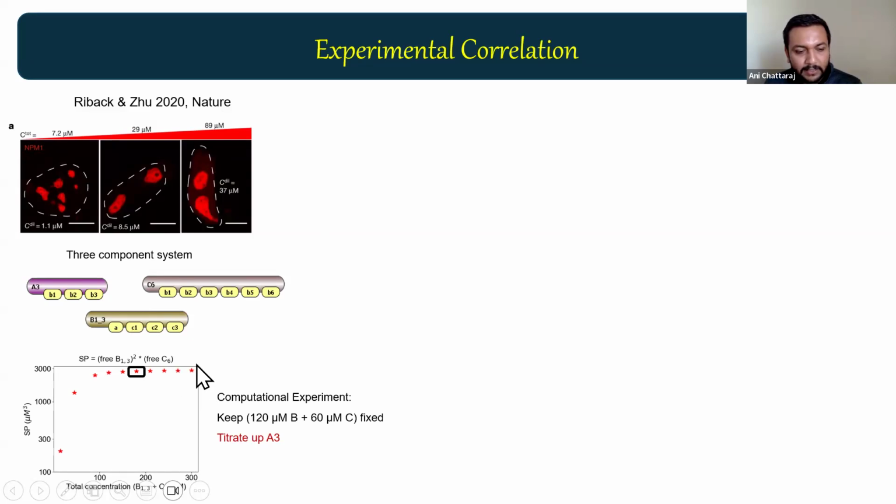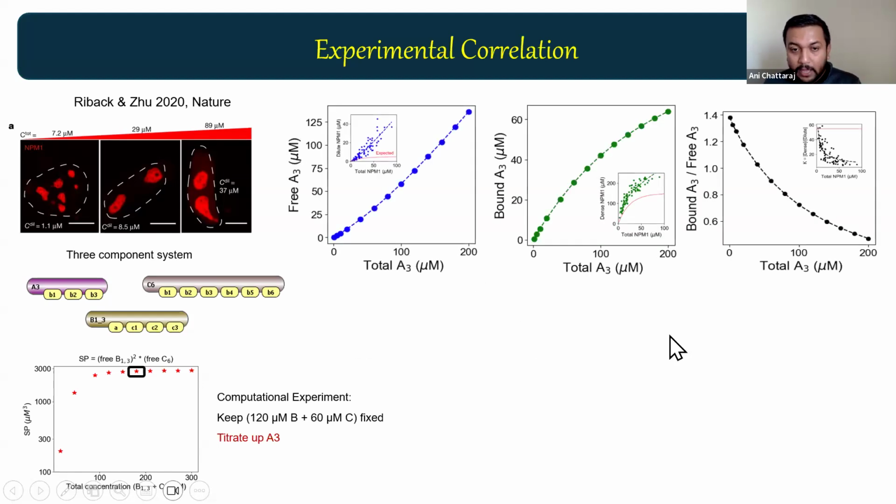Okay, so this is a B and C system where the solubility product is maximum. Now we are introducing the A molecule into the system, and we are titrating up A into the system just to mimic this experimental system. And we see something interesting: this is the free A over total A, this is the bound A over total A, and then this is the bound A over free over total. And inside we have this experimental trend from this particular paper. So you can see that our simulation quite nicely captured the behavior that we see in the experiment.